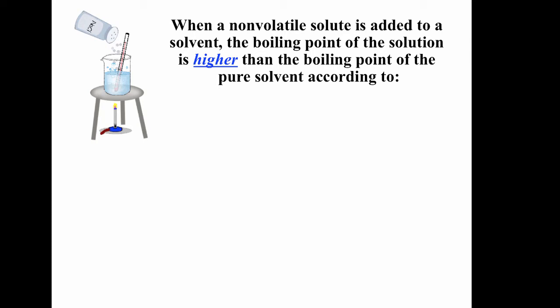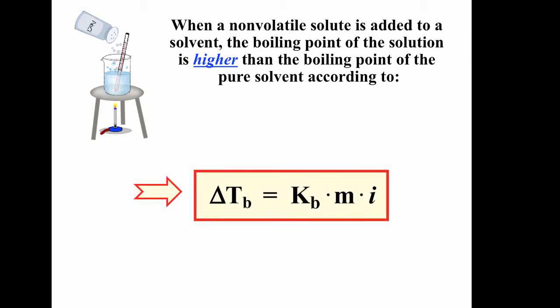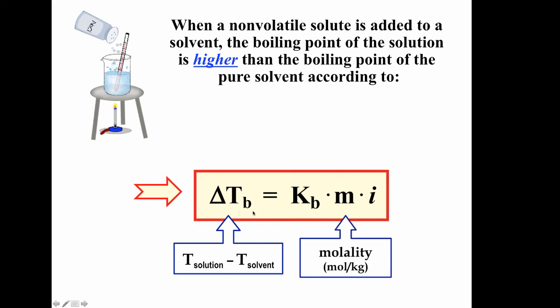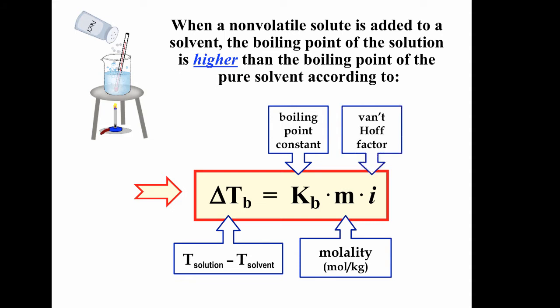It's higher compared to the boiling point of the pure solvent, and the relationship should look very familiar to you. But there's a couple differences. The difference in temperature between the boiling point of the solution and the boiling point of the solvent is represented by delta T, and we have a subscript B to indicate it's a difference in boiling points. And that is proportional to the molality of the solution, but the constant of proportionality is a boiling point constant, represented by K sub B for boiling point, and then there's a Van 't Hoff factor as well.